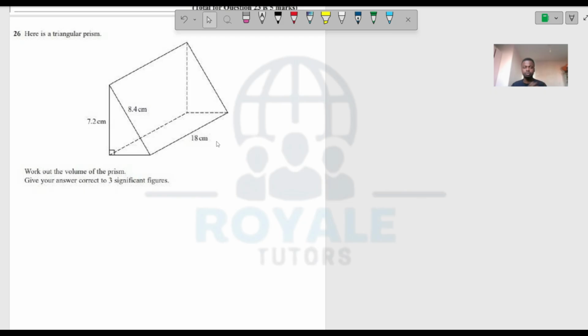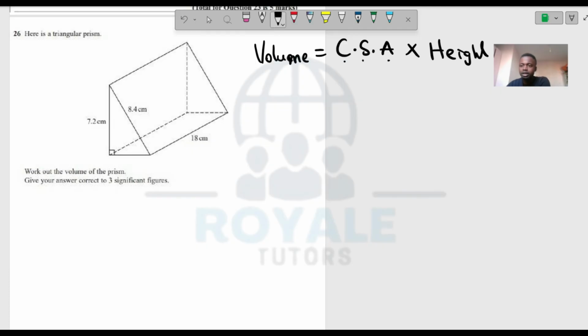That is the cross-sectional shape, because the formula to find the volume of every prism is cross-sectional area, that is the area of the cross-sectional shape, multiplied by the height. The height is talking about how far apart are the shapes. So looking at this, we will need to find the area of this triangle. To find the area, it would have been half multiplied by base multiplied by height. But we don't have the base. So we need to find the base by using Pythagoras.